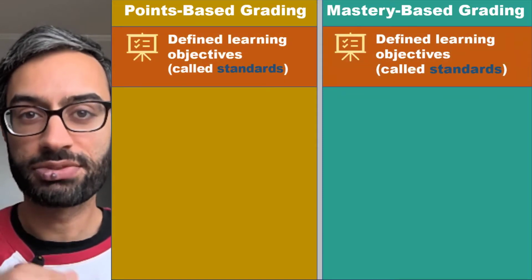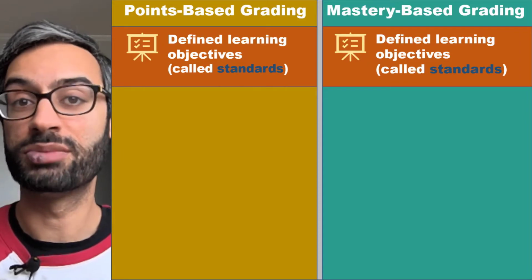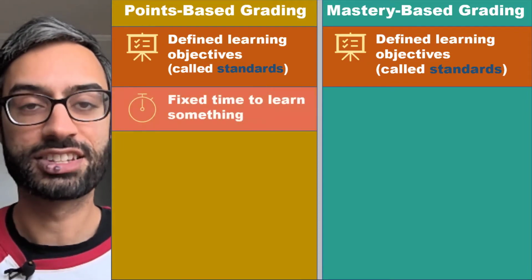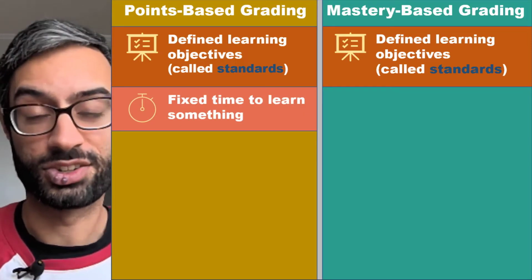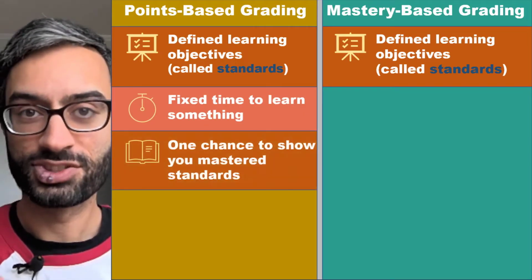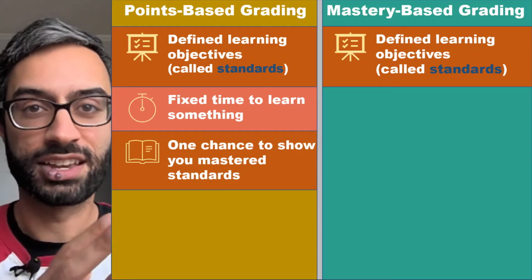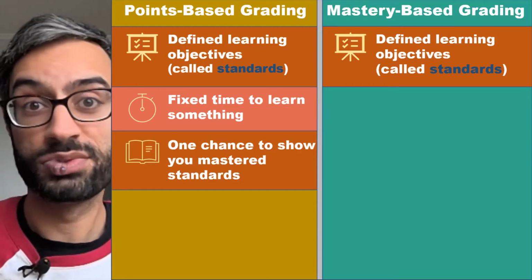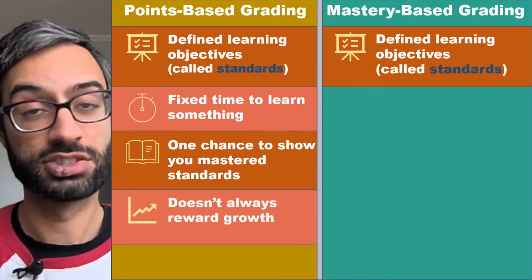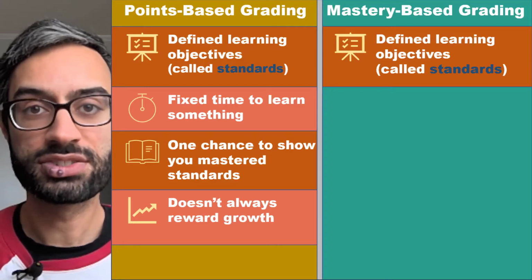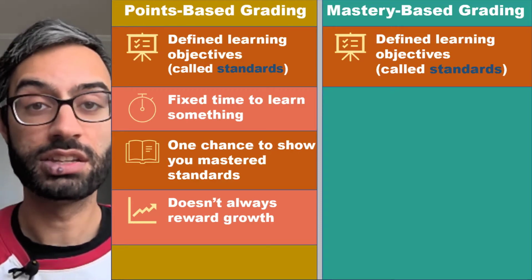In both, there are defined learning objectives that I'm going to call standards that your instructor wants you to be able to do. In a points-based system, you have a fixed amount of time to learn something, and then you get assessed on it in a quiz or in an exam. So you have one chance to show that you know how to do that type of problem. And if you miss it, well, the class moves on to the next topic. So this system doesn't always reward student growth. If you perform worse on early quizzes or exams, that may weigh your grade down even if you improve on future quizzes and exams.